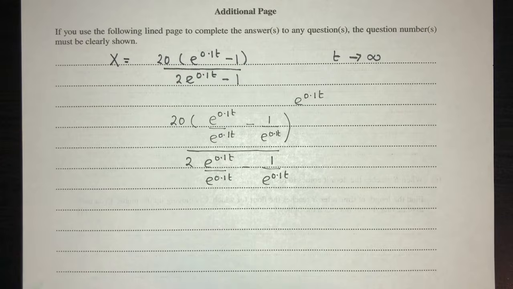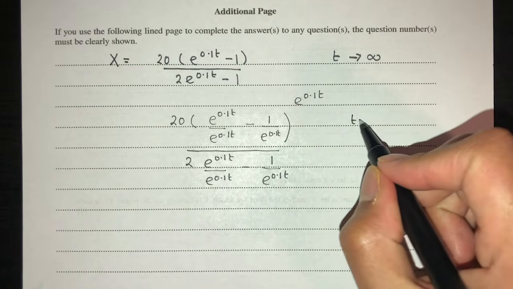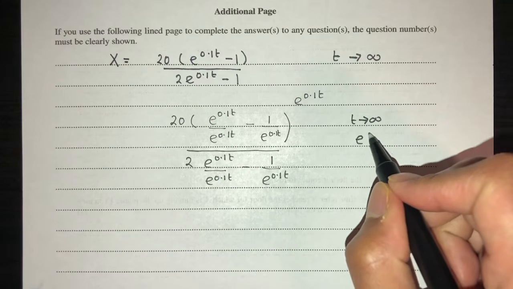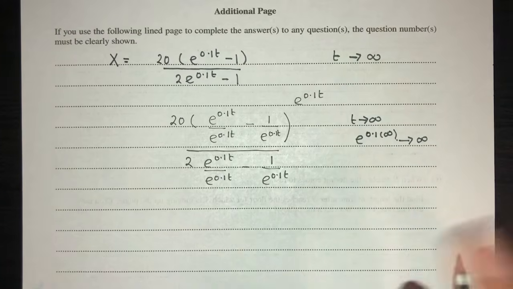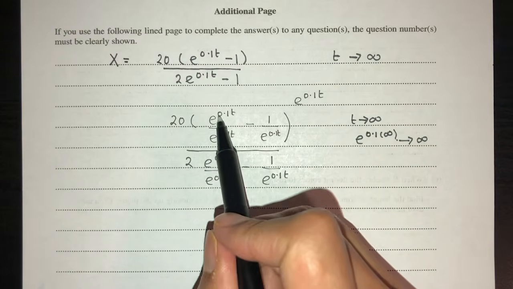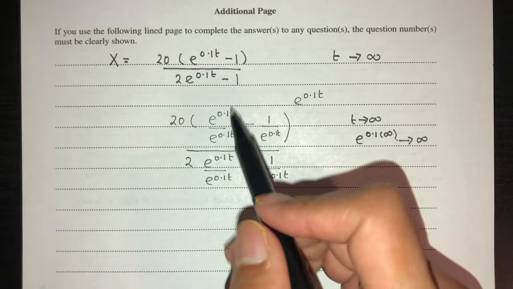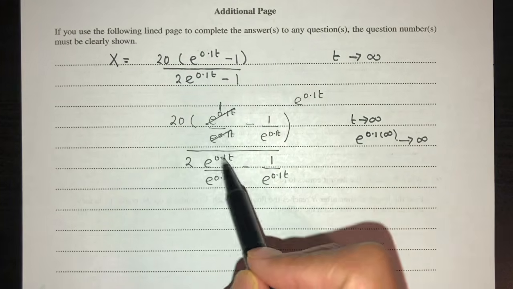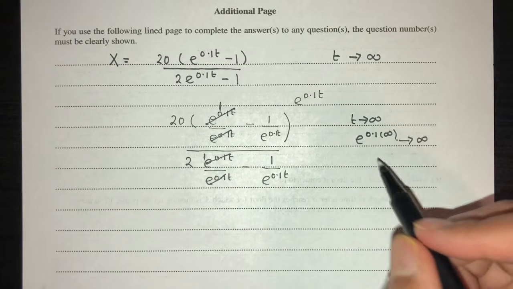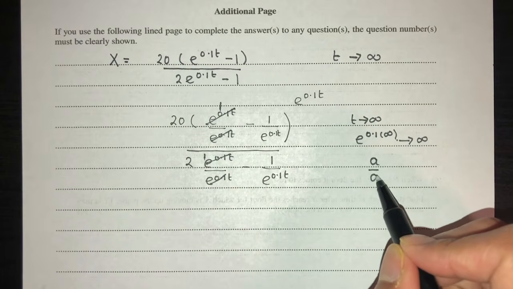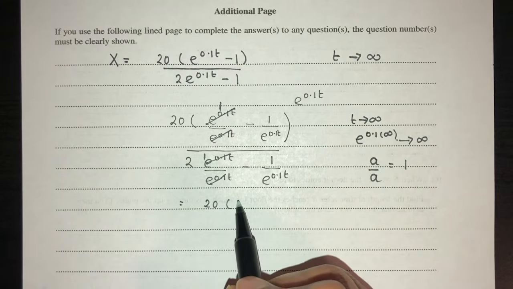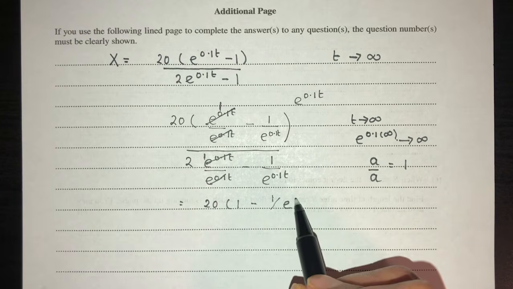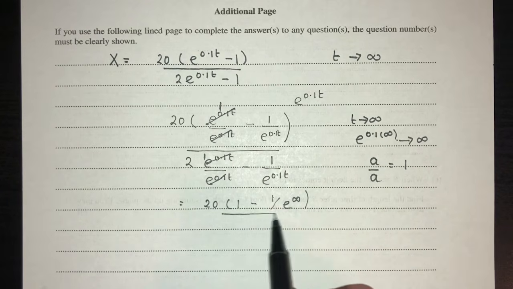Okay, so now if t goes to infinity, we know that exponential of 0.1 times infinity would also go to infinity. So basically these values will be cancelled. This is pretty easy. This is the same constant that will be cancelled to 1. I hope that makes sense, right? Let's say if you have a divided by a, that is basically 1. So right now we have 20 times (1 minus 1 over exponential infinity) over 2 minus 1 over exponential infinity.